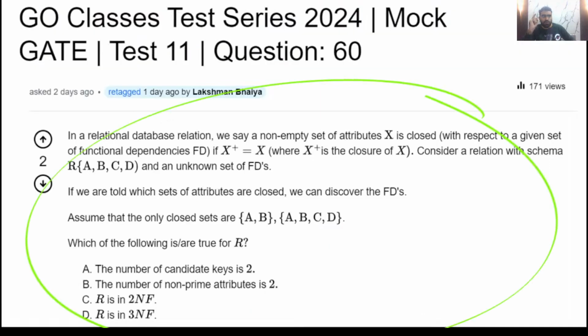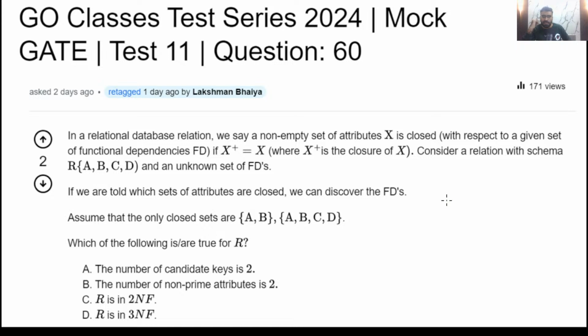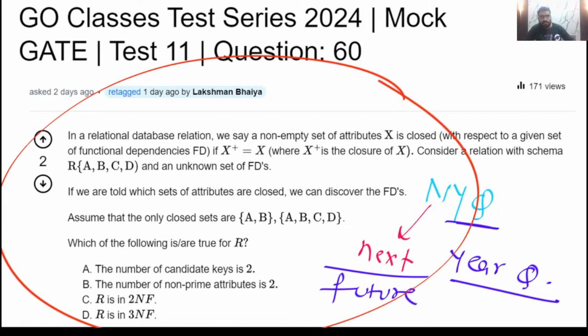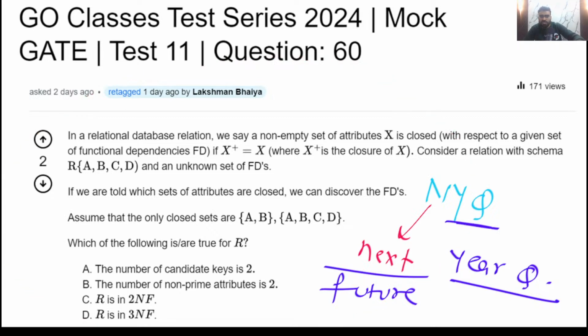This question is for the future GATE exam. I can say this is NYQ, next year's question. Maybe not next year, but maybe a future year, so you can call it FYQ, future year question. This question will definitely come in the GATE exam in future years, because this is a standard question from the Ullman book.